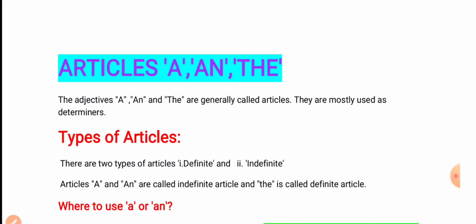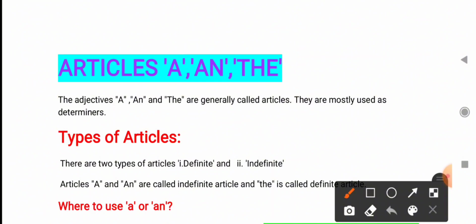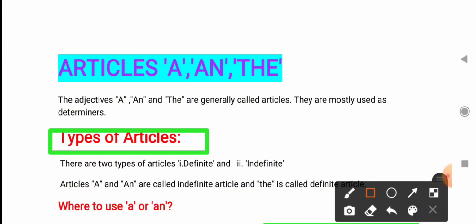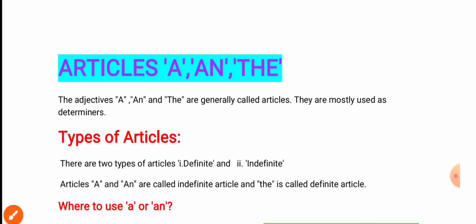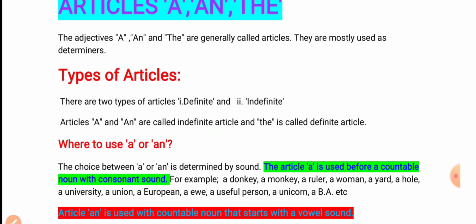Today in this video we are going to learn about the proper use of articles: a, an, and the. A and the are generally called articles. These are adjectives, mostly used as determiners. There are two types of articles, definite and indefinite. Articles a and an are called indefinite articles, and the is called the definite article.